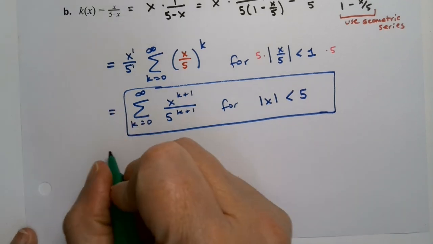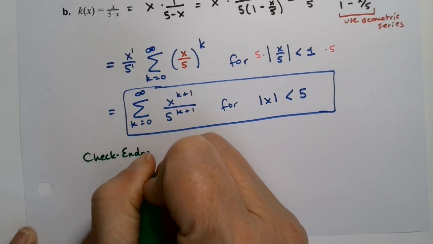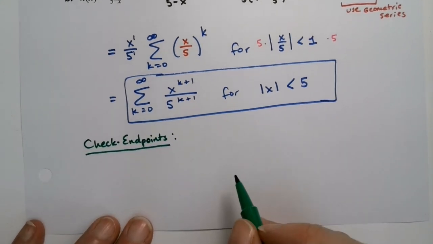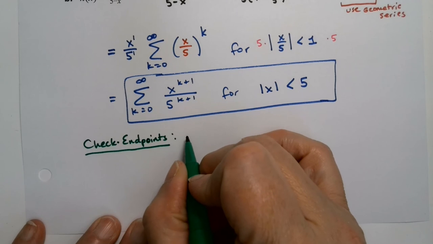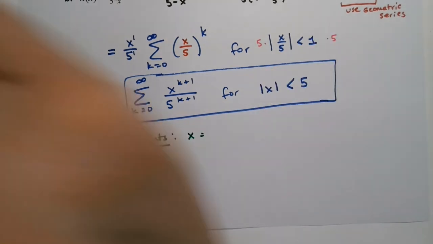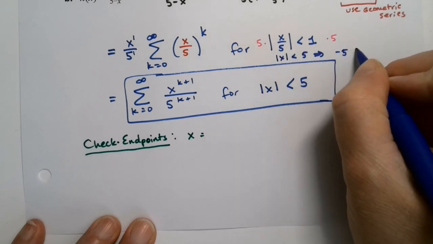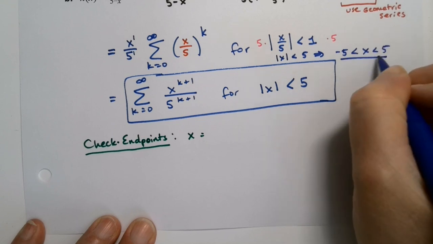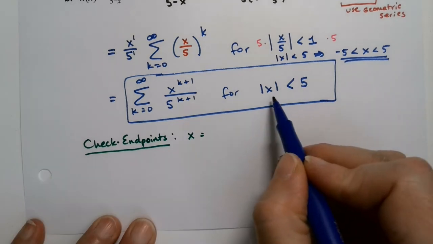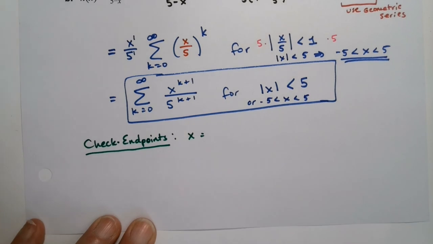All right, so let's check those endpoints. Because it's possible I'm going to have to change that interval to have one side include a less than or equal to or something like that. All right, so just remember what this is here. So this would be the absolute value of x is less than 5, which is negative 5 is less than x, which is less than 5, right? Matter of fact, I'll just leave it like it is, but they're one and the same. Okay, so let's check the endpoints.